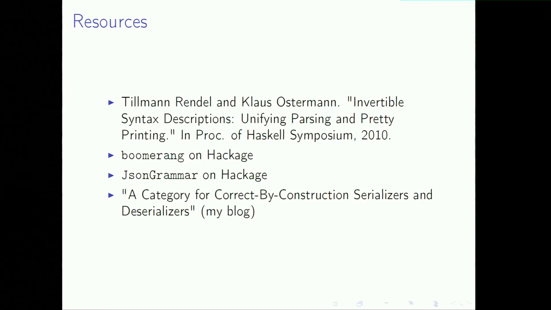So we've got the Boomerang library on Hackage. There's JSON grammar, which takes a similar approach, but is actually for deriving deserializers and serializers for JSON. And I've also got a blog post that I did a while ago, which is, again, the same kind of ideas, but I took a slightly different approach using heterogeneous lists in GHC, which weren't available when Web Routes Boomerang was invented. And that's on my blog, and that's using binary serializers and deserializers.